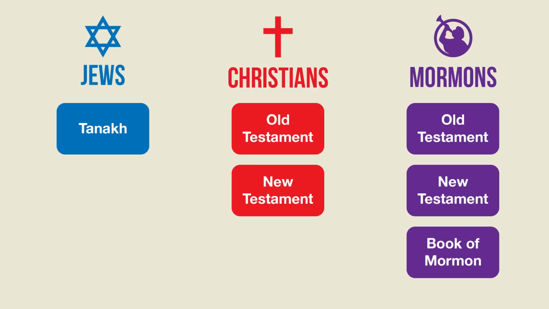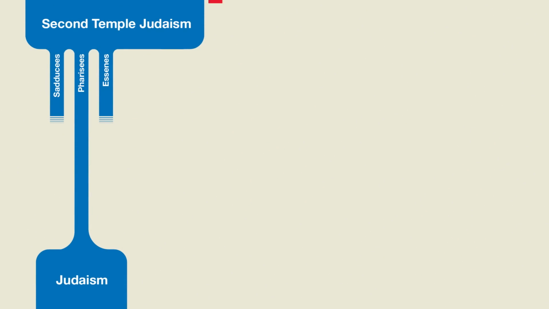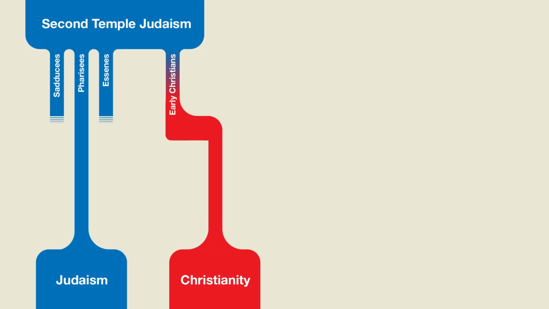The introduction of an entirely new set of scriptures is one of the reasons why some academics consider Mormonism to be a completely separate religion and not just another branch of Christianity. So, in a similar manner to how Christianity started out as a branch of Judaism, but then eventually became its own religion, we might actually be witnessing a similar thing happening with Mormonism.